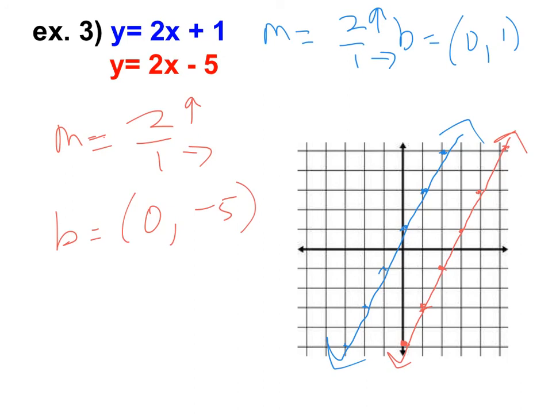In fact, these lines are never going to cross because they have the same slope and different y-intercepts, and that means that they are parallel. So the solution is that there is no solution because the lines are never going to cross.